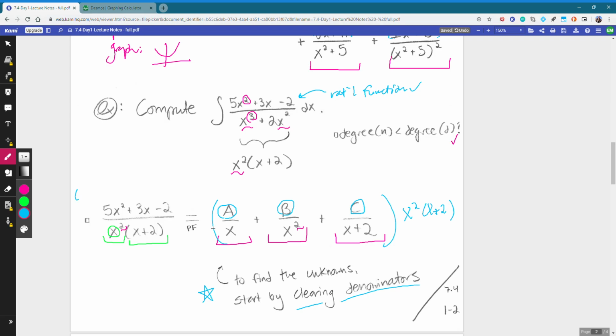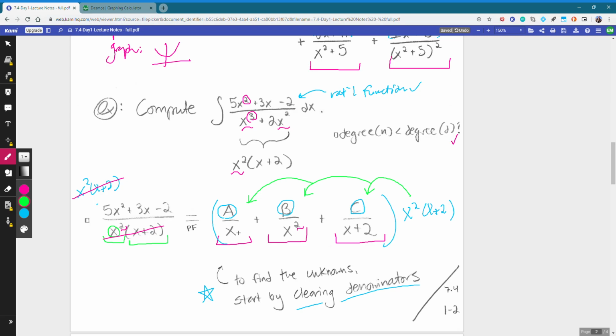Over on the left as well, we'll get x squared times x plus 2, right, times this. All right, and let's just see what happens as we do some algebra. On the left, our denominators are just going to cancel out. Now on the right, this factor we're multiplying by is going to distribute to each one of these 3 terms. And in each one, something different is going to cancel.